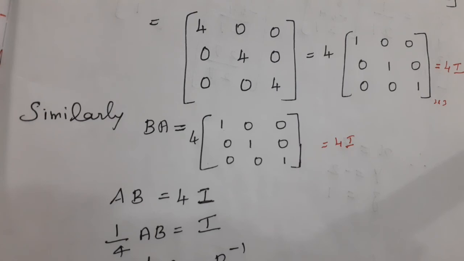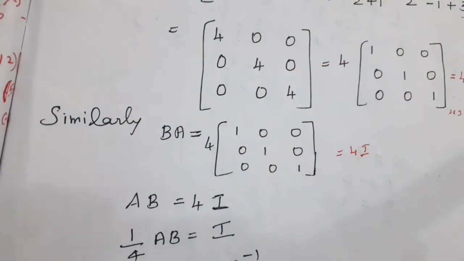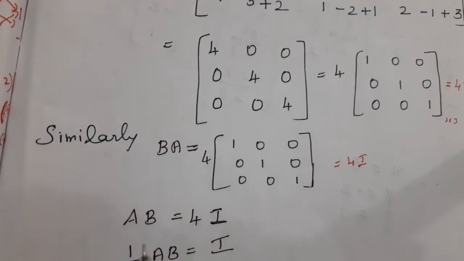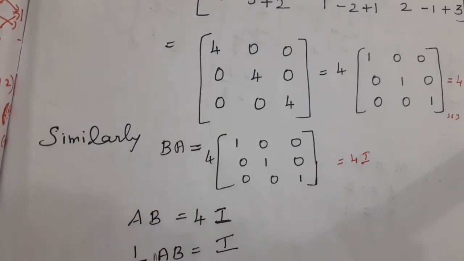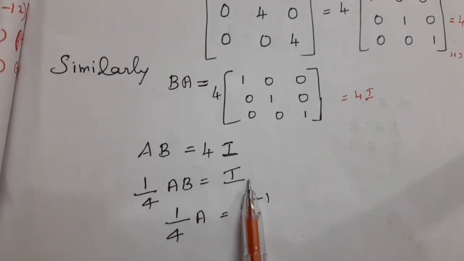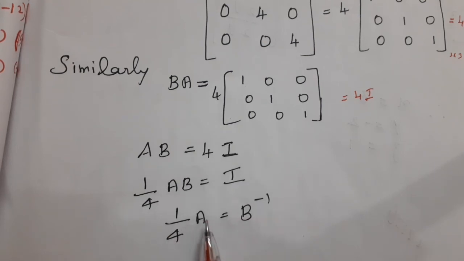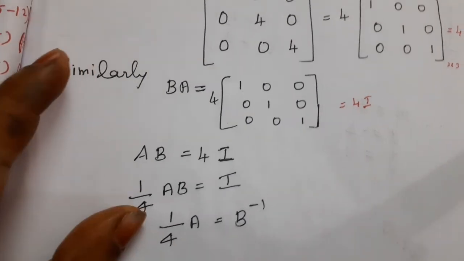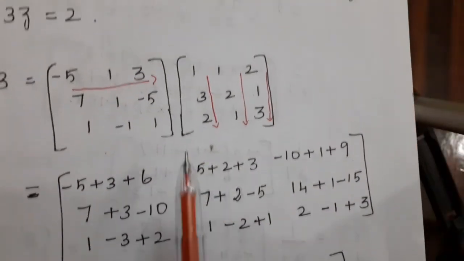In exercise number 1.3, question number 2. So AB equal to 4I, or 1 by 4 into AB equal to I. That is, 1 by 4 into A equal to B inverse, because if you multiply by I it becomes 1. So either we write B inverse equal to 1 by 4 A, or A inverse equal to 1 by 4 into A. But the question is given what? See the question, the equation is to make us get the B only.